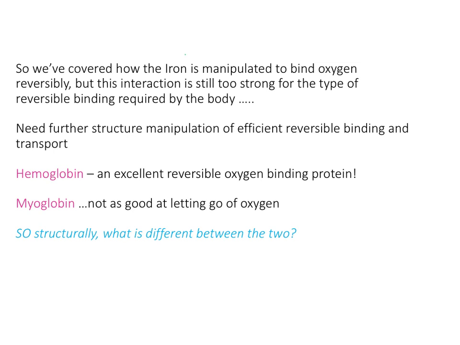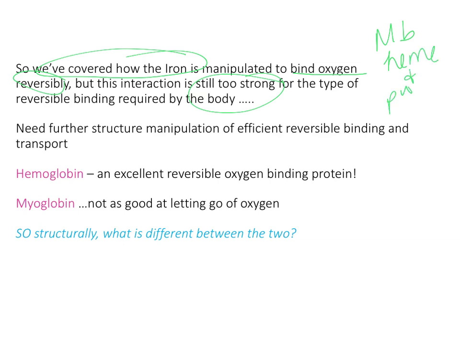Okay, so from last time we covered how iron is manipulated to better bind oxygen reversibly by adding it to the porphyrin and then adding it to the protein. This increases the reversibility and the solubility. However, this is still too strong. So for example, myoglobin, which has the heme and it's a protein, is not capable of reversible binding, so it's actually not very good at letting go of oxygen.